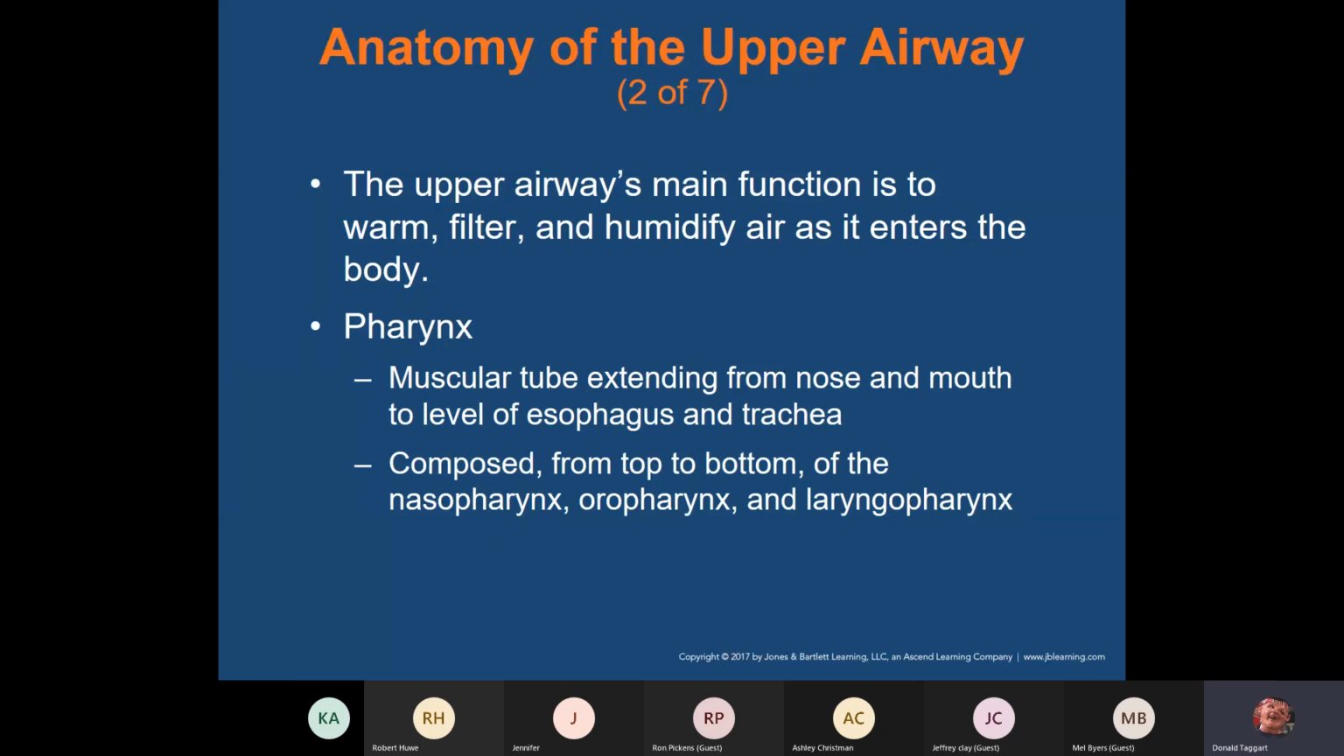And then you see that the pharynx is just the components kind of in the back of your mouth, from your nose, your mouth, down to where your trachea is. Kind of all the back of that is known as the pharynx. And if you're talking about the nasal, the oral, meaning your mouth, or laryngopharynx, right, kind of by your vocal cords, that's your larynx. But you'll need to remember what the upper airway's function is: warm, filter, and humidify.